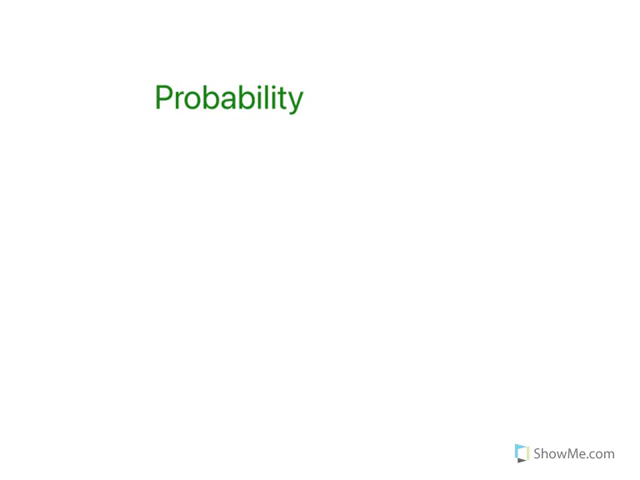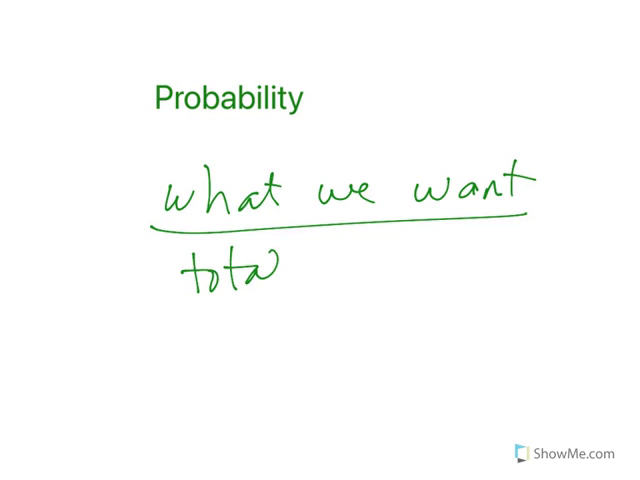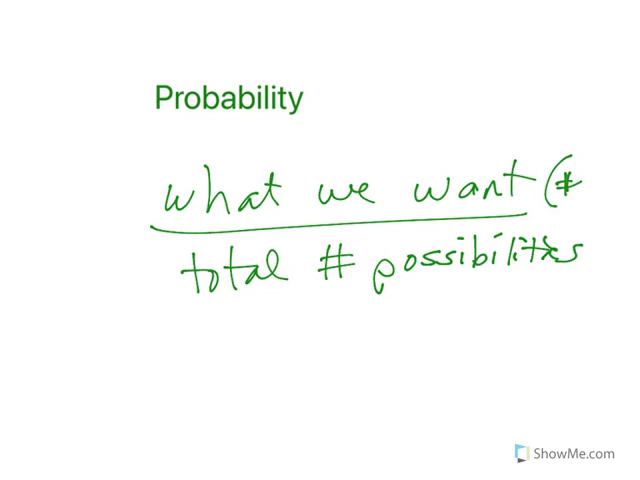There are some formal definitions, but the basic idea of probability is what we want over the total number of possibilities. This is the basic breakdown of probability. If I'm rolling a die, what's the probability of rolling a 2? Well, what do I want to happen? I want a 2. So how many times can that happen? The number of times that what I want can actually happen, over all the possibilities. That's the basic premise of probability.